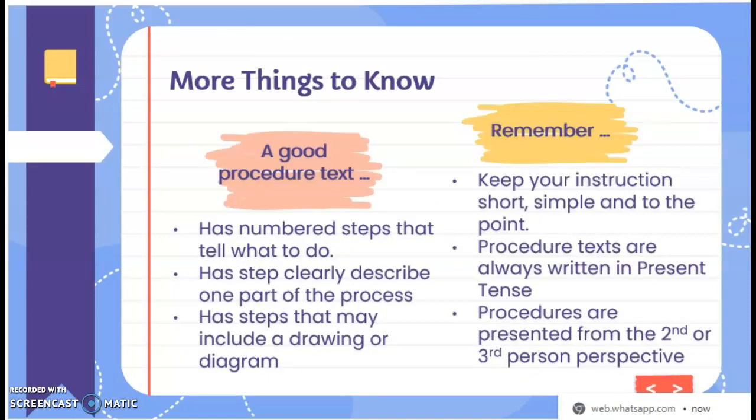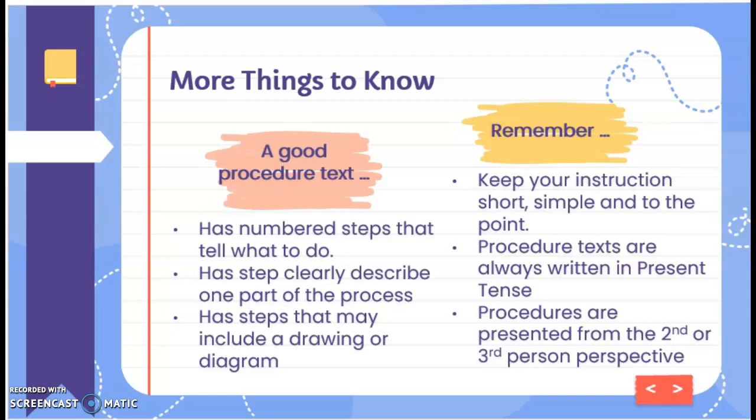There are more other things that you need to know. A good procedure text has numbered steps that tell what to do. It also has steps that clearly describe one part of the process. And it has steps that may include a drawing or diagram. You have to remember to keep your instructions short, simple, and to the point. Procedure texts are always written in present tense, and they are presented from the second or third person perspective.